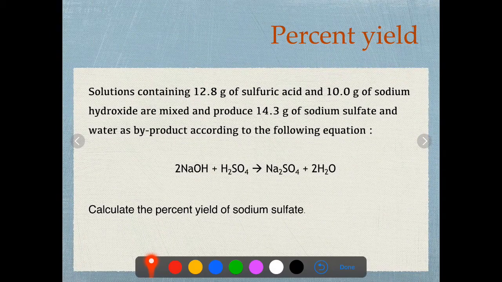Solutions containing 12.8 grams of sulfuric acid and 10 grams of sodium hydroxide are mixed and produce 14.3 grams of sodium sulfate and water as a byproduct. The balanced equation is already given. Calculate the percent yield of sodium sulfate. The mass of sodium sulfate given in the question is the actual yield of sodium sulfate. Now, we need to determine the theoretical yield of sodium sulfate.